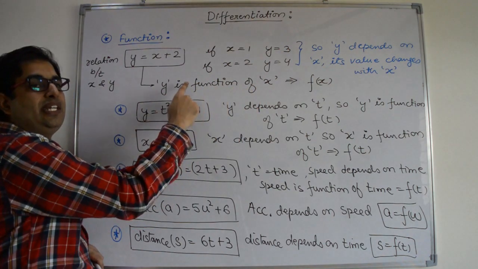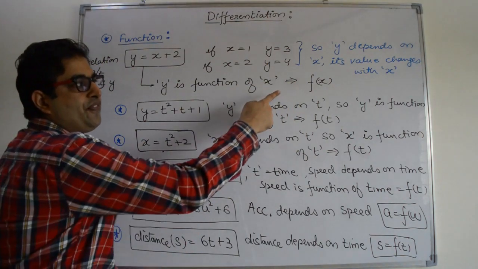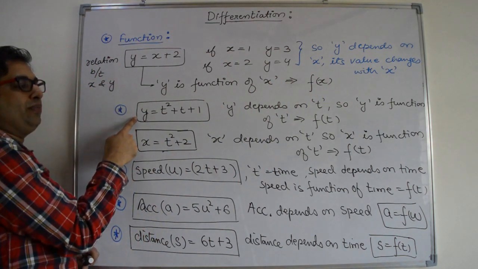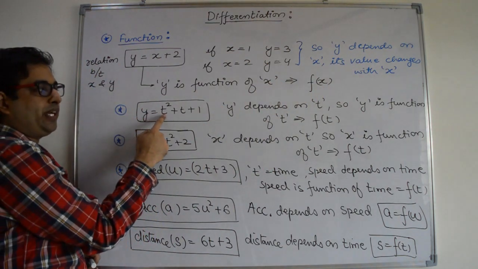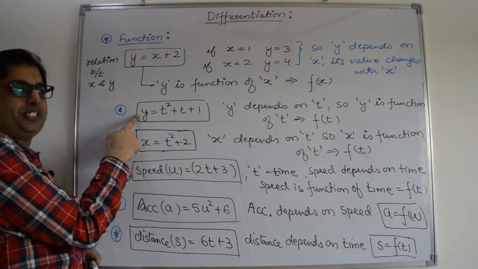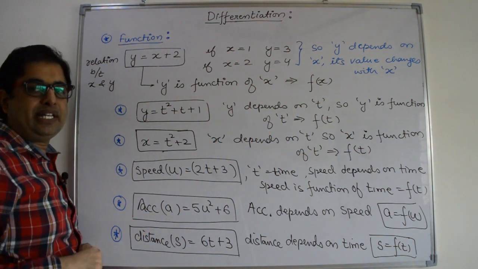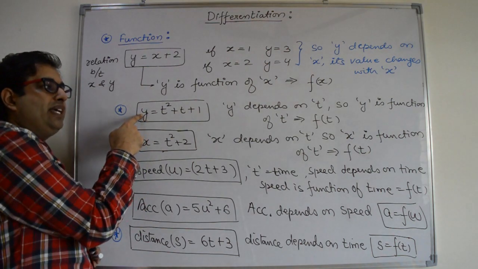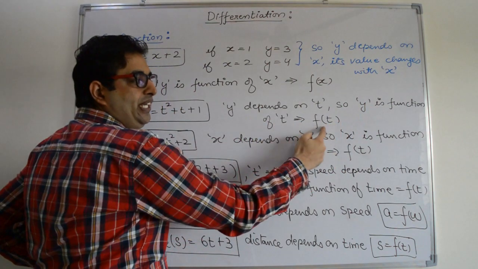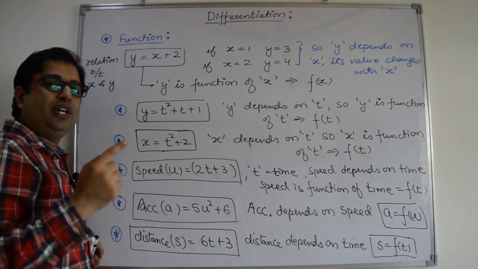Function of x means depends on x, and it is represented by the symbol f(x). f(x) tells us function of x. Let us take one more example, y equals t squared plus t plus 1. As we change the value of t, y will also change. So y depends on t, or in mathematical language you can say y is a function of t. y is a function of t, and you can represent y with f(t). f(t) is function of t.